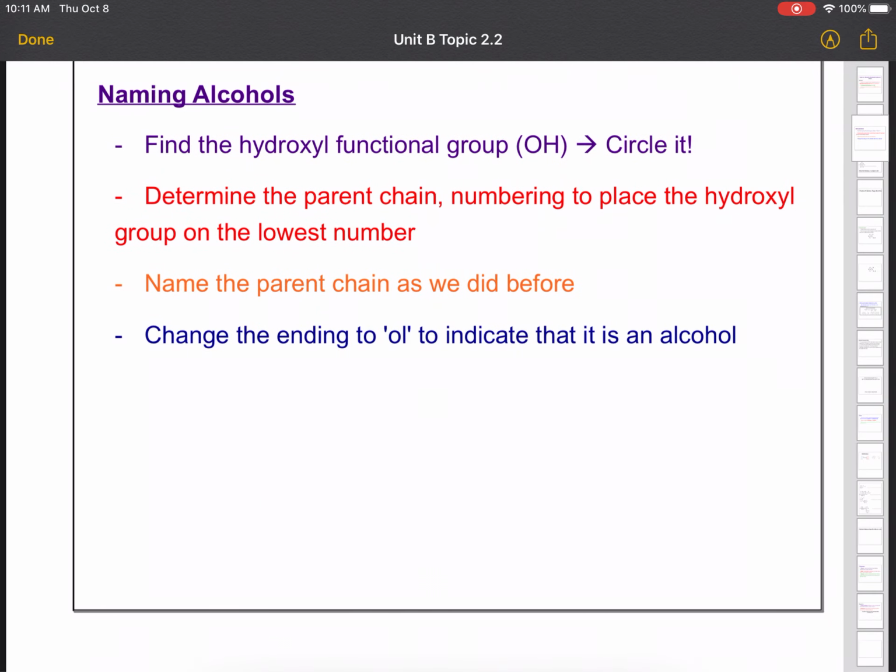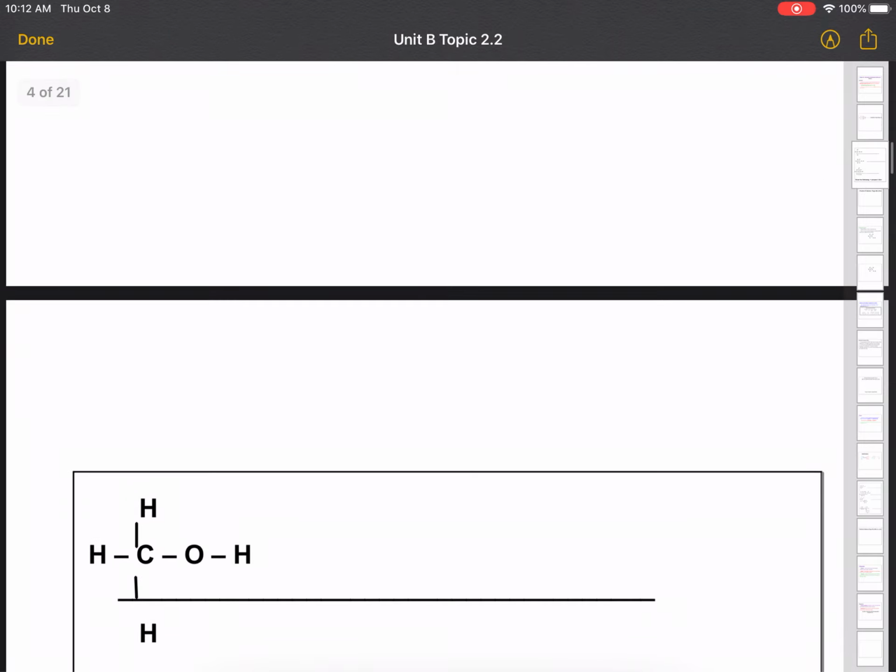So how we name alcohols: first we've got to find the hydroxyl functional group, which is the OH, and then circle it. Determine the parent chain, numbering to place the hydroxyl group on the lowest number, and then name the parent chain as we did before. Change the ending to OL to indicate that it's an alcohol. All right, so let's try some of those out.